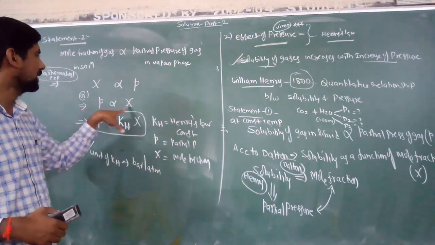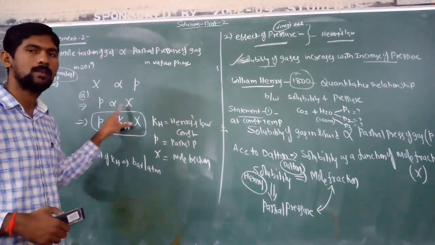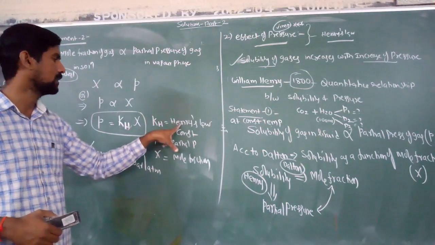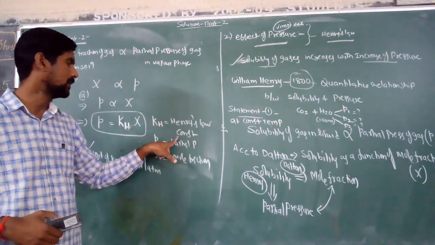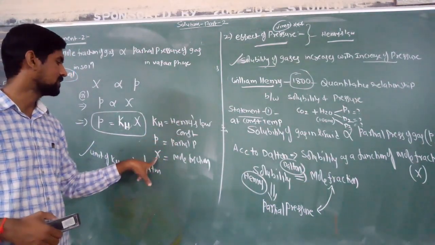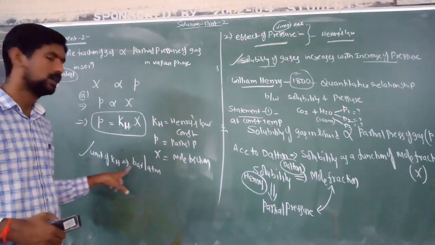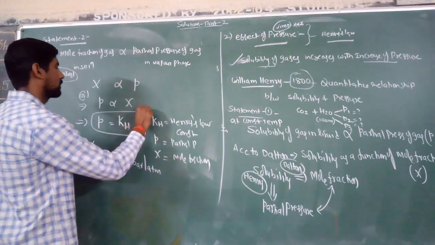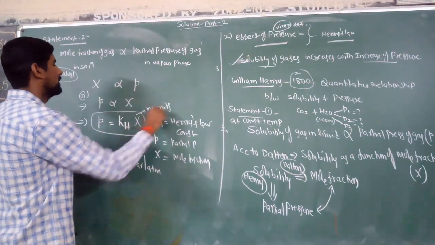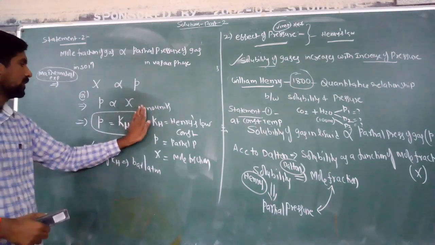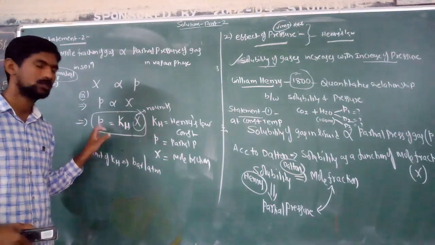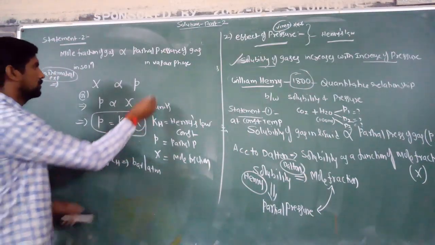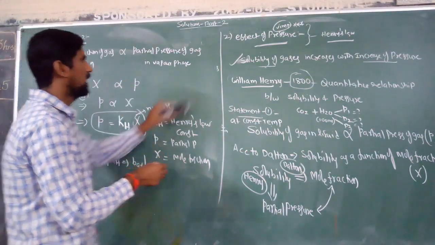Partial pressure is directly proportional to mole fraction. Partial pressure is equal to KH into x. Here KH is the proportionality constant, known as Henry's law constant. P is partial pressure, x is mole fraction. The unit of KH is the same as pressure because mole fraction has no units. Therefore, the unit of KH is a pressure unit. So what is the unit of pressure? Bar or atmosphere.